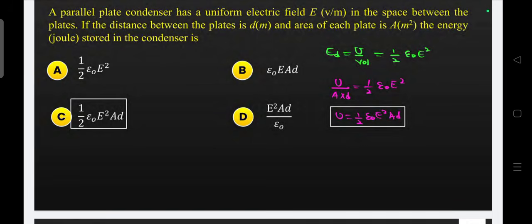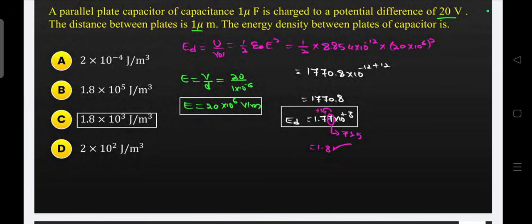Next question. A parallel plate condenser has a uniform electric field E volt per meter in the space between the plates. If the distance between the plates is d meter and the area of each plate is A meter square, the energy in joule stored in the condenser is? So the answer is C. I'll just scroll these topics, you just take down the notes because the video will become longer. So this is the next question on the basis of capacitor.